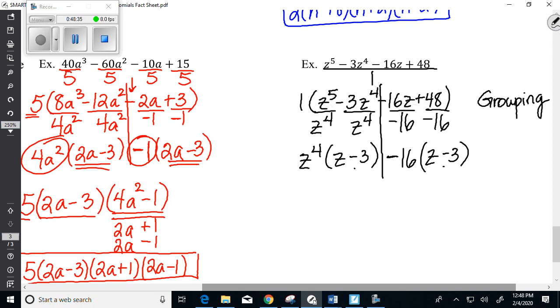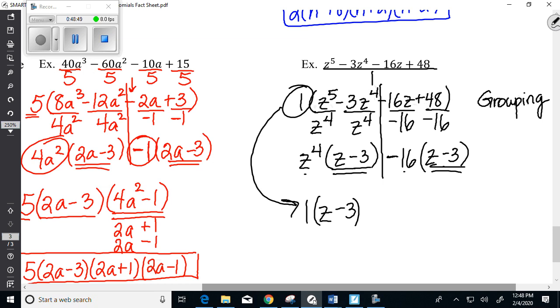So let's go ahead and write our factors. 1 comes down. z minus 3 was shared. z to the 4th minus 16. Now we check. 1, you can't do anything to. z minus 3, you can't do anything to. That third factor, you should have guessed that it's probably difference of 2 squares.